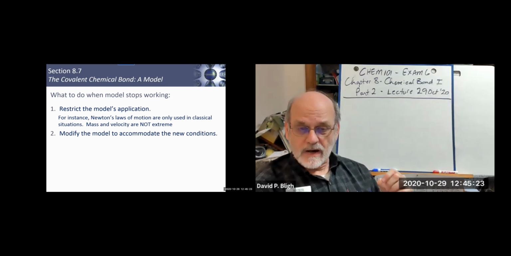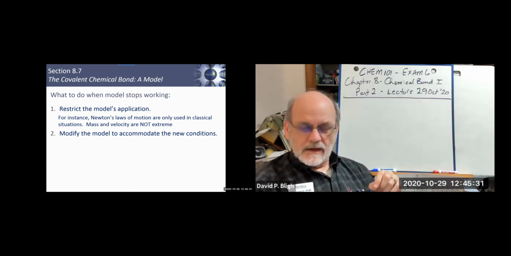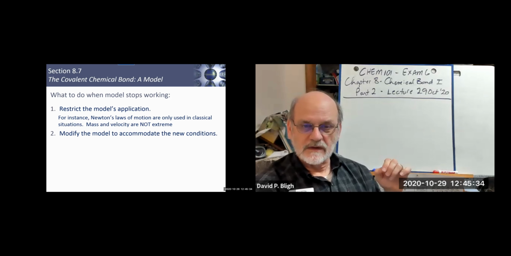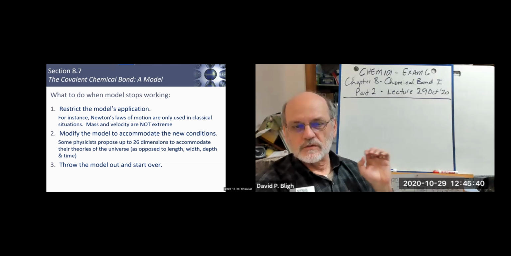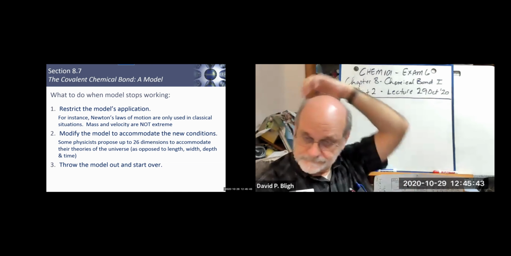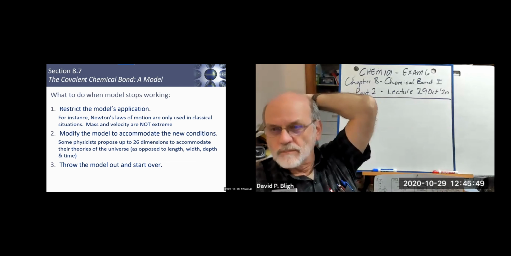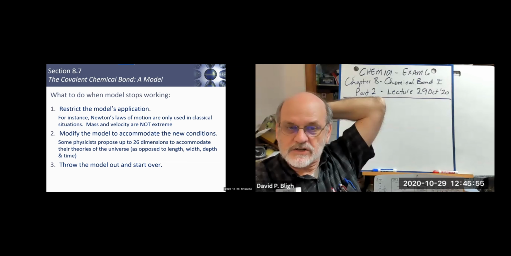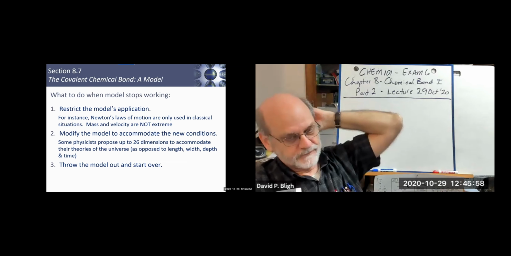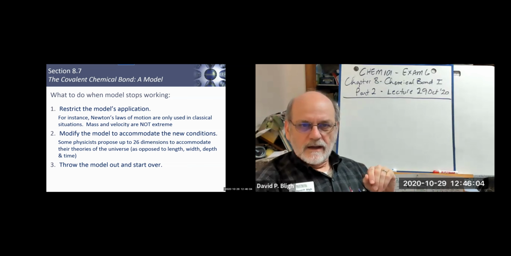Sometimes we can modify the model to accommodate new conditions, and I mentioned that one earlier. And that is very often done. But sometimes, and this is your third option, if the model just completely falls apart, you may choose to throw it out, start all over. And sometimes these work in combination. You restrict one model's application, and then you start working with a different model for the conditions where the old model doesn't work. And you'll have those models operating side by side. Okay.